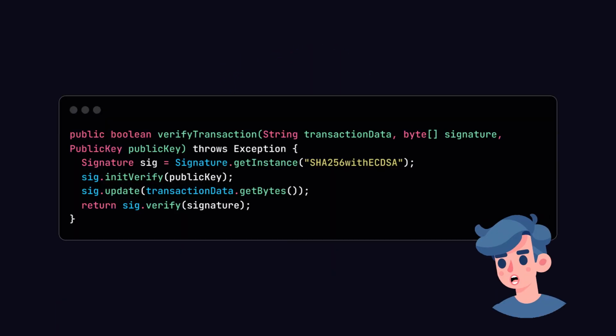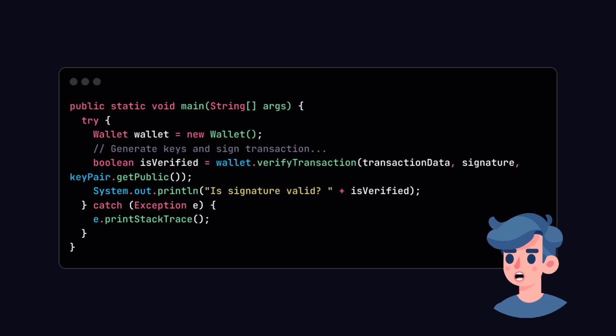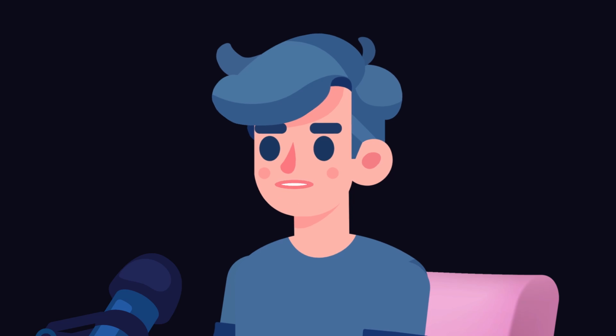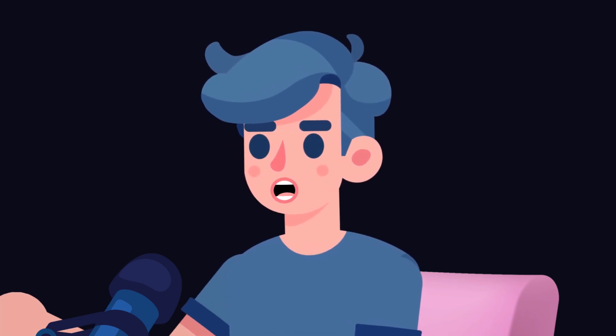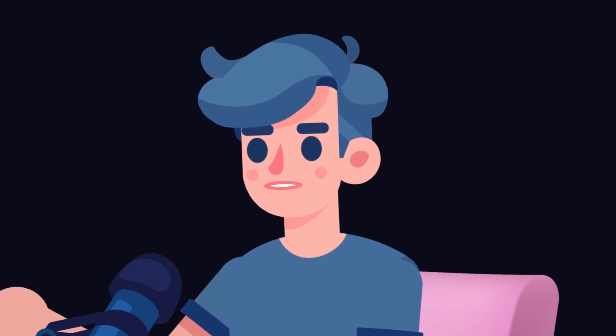To verify a signature, we will create a verification method in our wallet class. This method will check whether the provided signature was generated by the corresponding private key for the given transaction data. Now we can use this verification method to check the legitimacy of our signed transaction. When you run this code, the output should indicate whether the signature is valid. This completes our basic implementation of a wallet utilizing elliptic curve cryptography.